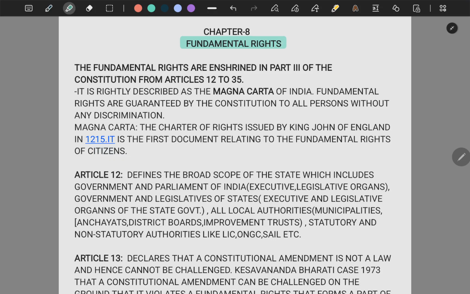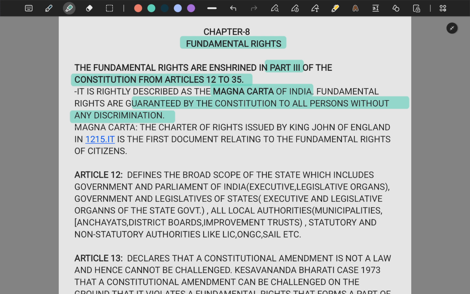The fundamental rights are enshrined in Part 3 of the Constitution, from Articles 12 to 35, and it's also rightly described as the Magna Carta of India. Fundamental rights are guaranteed by the Constitution to all persons without any discrimination. That means even you who is listening to what I'm saying are also guaranteed fundamental rights by the Constitution. Even I am being guaranteed.